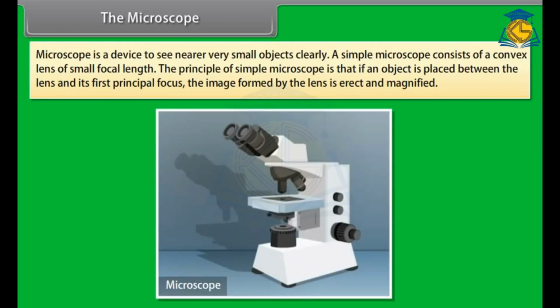The microscope. A microscope is a device to see nearer very small objects clearly. A simple microscope consists of a convex lens of small focal length. The principle of a simple microscope is that if an object is placed between the lens and its first principal focus, the image formed by the lens is erect and magnified.